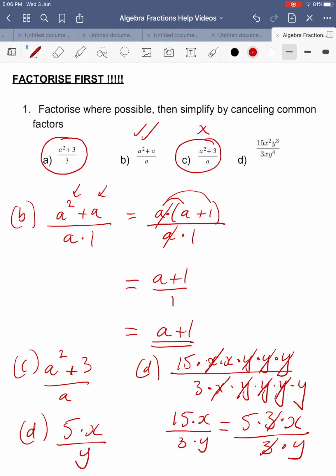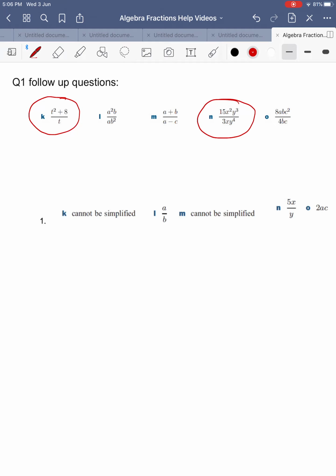Okay, so don't just cancel things that look the same, they have to be multiplying on the top and multiplying on the bottom. That's when we say we cancel common factors, and factors is the key word, has to be multiplying something. Alright, so why don't you pause the video here, keep those questions on screen. Those are the follow-up questions to practice, and K and N need to be on your Google Doc as homework.